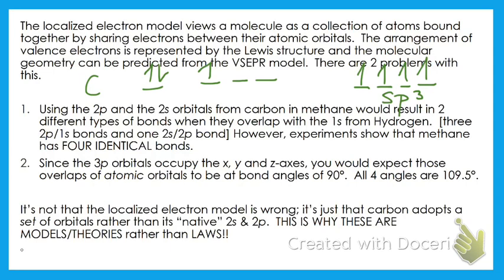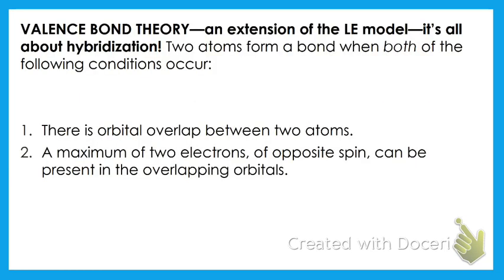Okay? It would not probably ask you to explain hybridization. It just wants you to understand how to recognize it. Depending on how many bonds you need, we can determine the hybridization of the orbitals, and it's actually quite simple. We did not do this in pre-AP. This is part of the valence bond theory, which is an extension of the localized electron model, and it's just about hybridization.